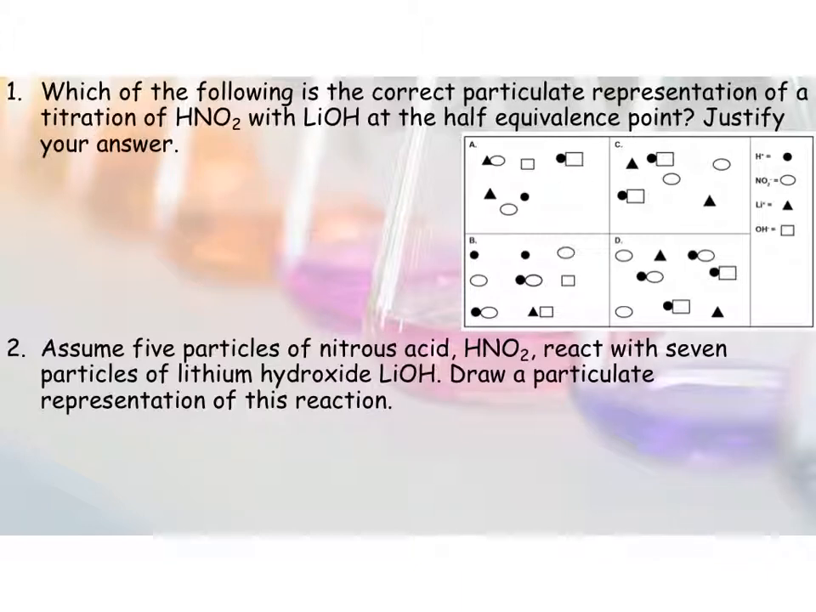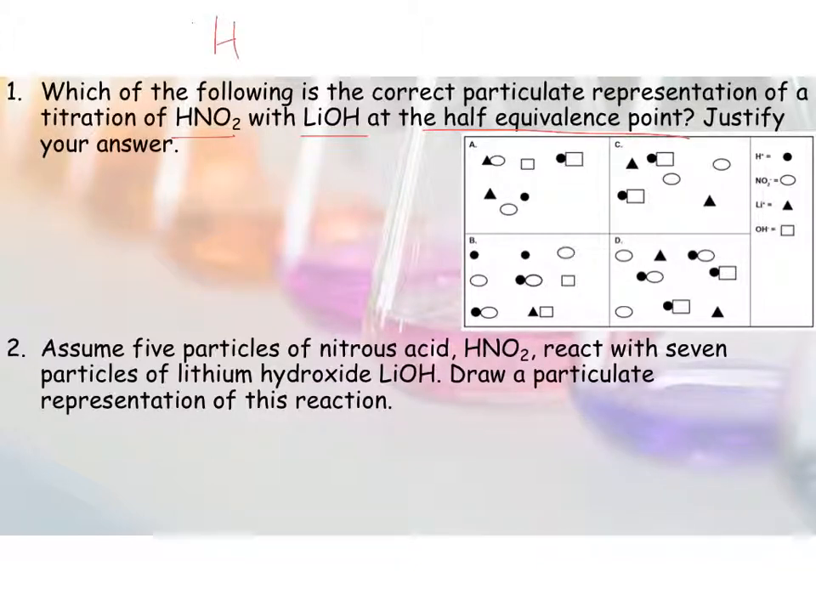This one wants us to look at the particulate diagrams, okay? So particulate diagrams are a big thing on the AP exam nowadays. So we have a titration of this weak acid with a strong base, and we want to know what it looks like at half equivalence.